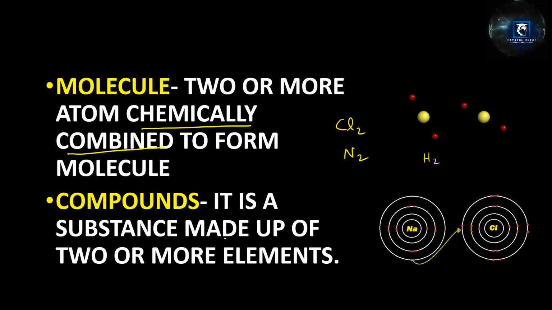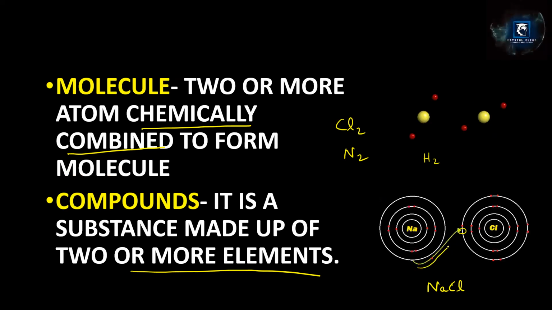Compounds, if you take, a compound is a substance made up of two or more elements. So you can see it is nothing but NaCl, sodium chloride. An electron transfer. Shortly, I'll be teaching you what this electron transfer is. You can see the electron is moving and going to the next shell, chlorine, right? And they form a compound like sodium chloride, which is nothing but our common salt.